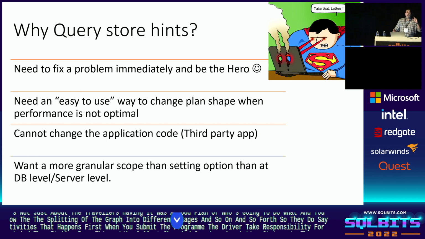And then when you want a more granular scope, you don't want to apply a particular option at the database level. You want to apply it at a query level because that option, for example, let's take max degree of parallelism, might be a problem for one query or a subset of queries, not the system as a whole, right?